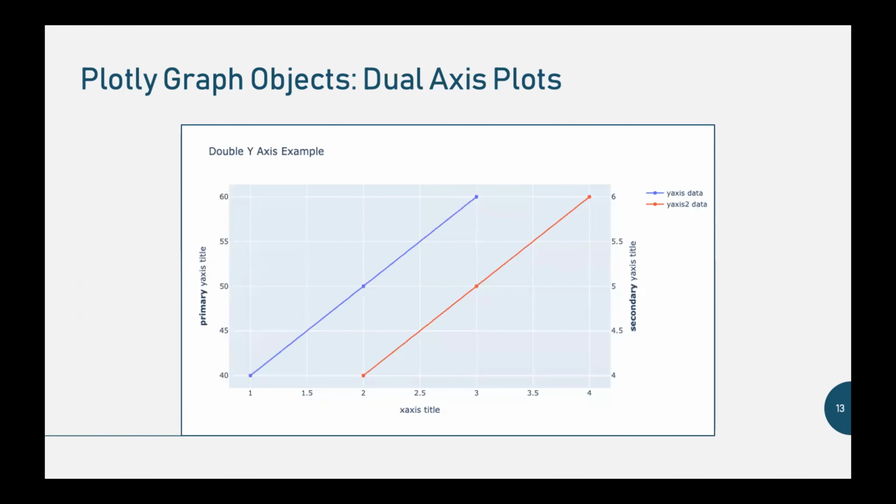The dual axis plots is just depicting two data sets on the one graph. So a really basic one, but it's possible to do it on graph objects.